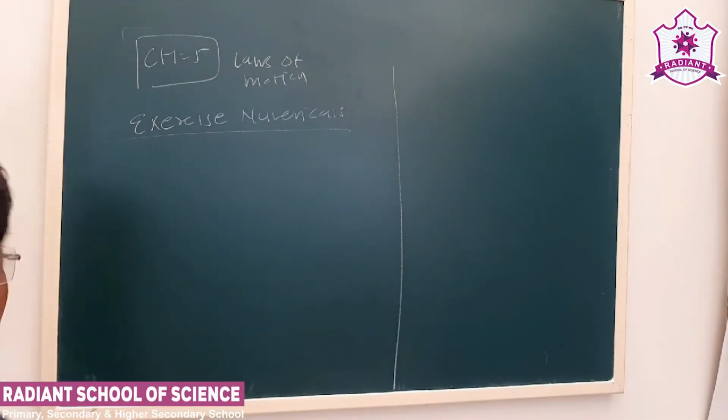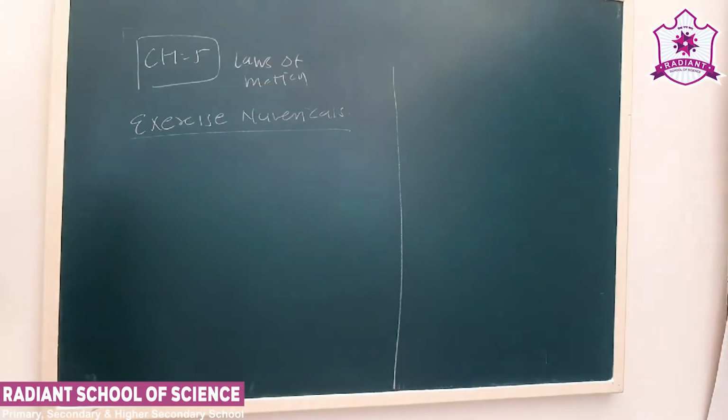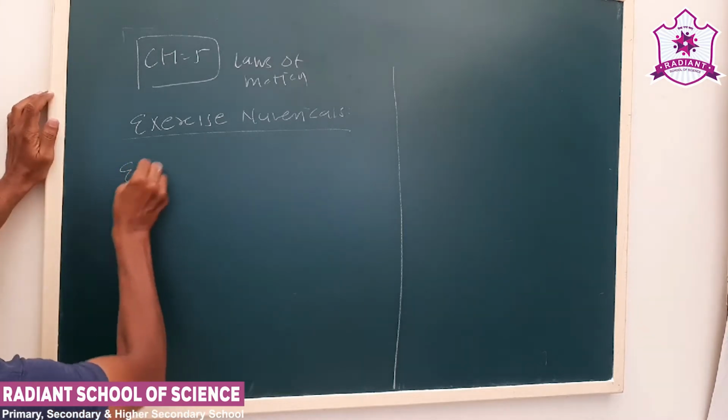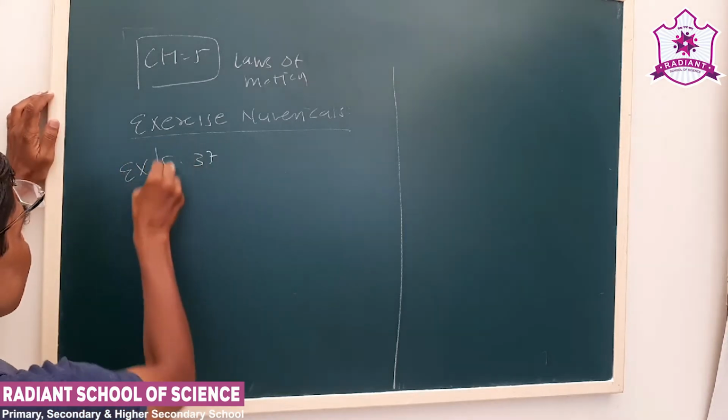Dear student, last time we discussed the exercise numericals of lesson number 5, that is Laws of Motion. Now today we proceed further. Our next exercise numerical is exercise number 5.37.